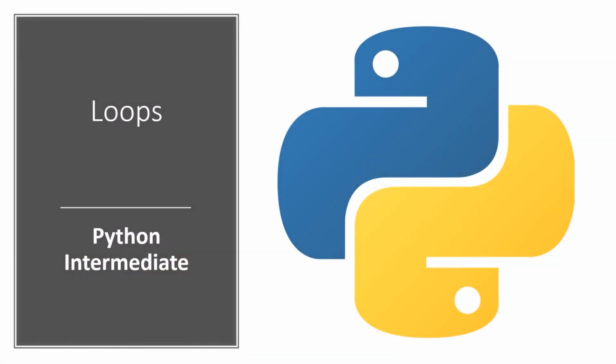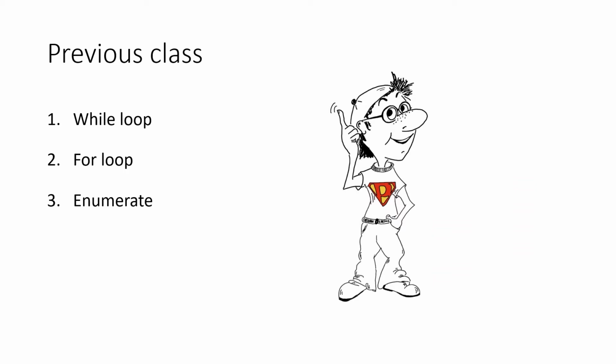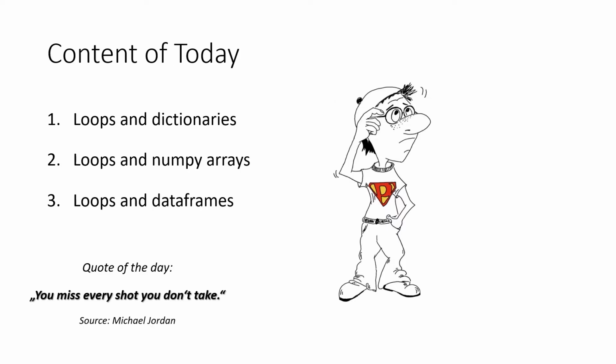Today we have another look at our loops in Python. In the previous class, we already learned how we can use the while loop, the for loop, and how we can use the enumerate loop. But in this lesson, we will learn how we can loop over a dictionary, over a NumPy array, and also in the end over a data frame.